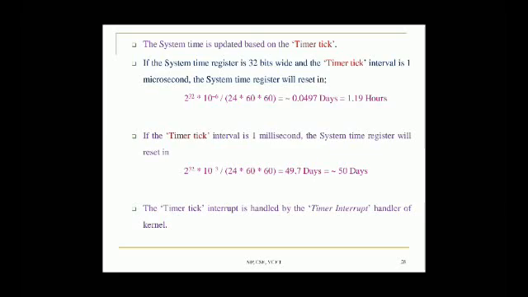Let's get into detail on the timer tick. If the system time register is 32-bit, that means the timing reference in the kernel is taken care of by a 32-bit wide system time register. With a timer tick interval of, say, 1 microsecond, the system time register will be reset after a precise amount of time. That amount of time is calculated as follows. The size of the time register is 32-bit wide, so 2 to the power of 32 multiplied by the timer tick interval, here taken as 1 microsecond, that is 2^32 x 10^-6 seconds. To convert this to days, I have to divide it by 24 x 60 x 60.